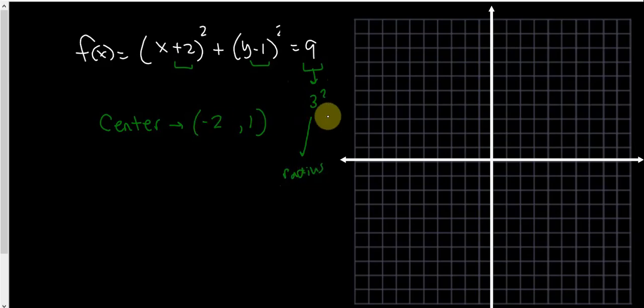Okay, so mark the center (-2, 1), and the radius is 3, so 3 in all directions, up, down, left, right. 1, 2, 3. Boom. 1, 2, 3. 1, 2, 3. And finally 1, 2, 3. And then attempt to draw a beautiful circle. Hey, that was pretty good. That's a pretty good circle for me. Yay! Maybe I should end there.